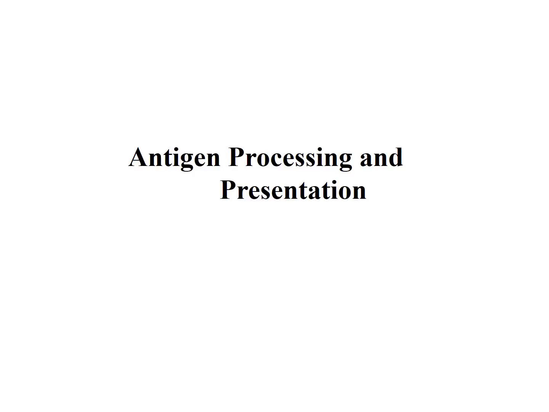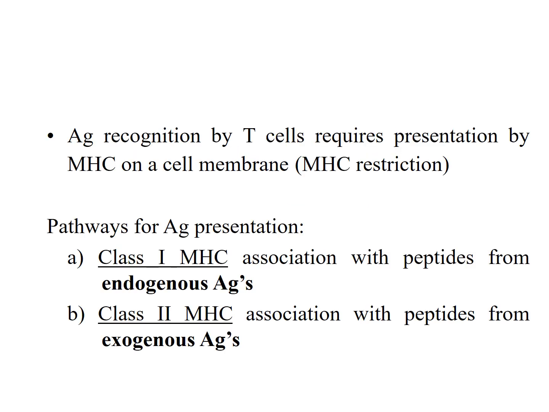Hi, today we are going to see about antigen processing and presentation. There are two different types of immune cells: B cells and T cells. B cells are called antibody bearing cells.